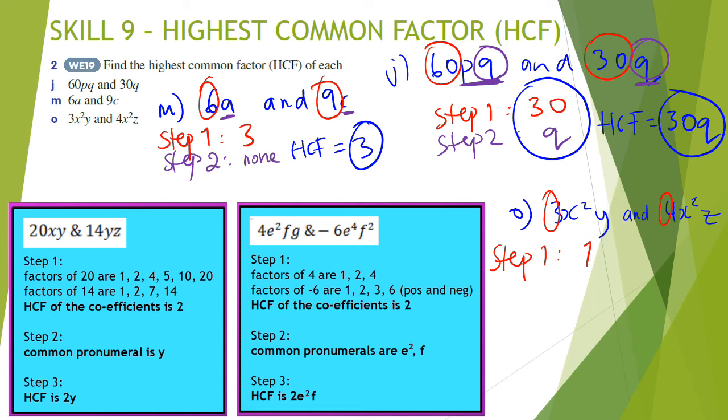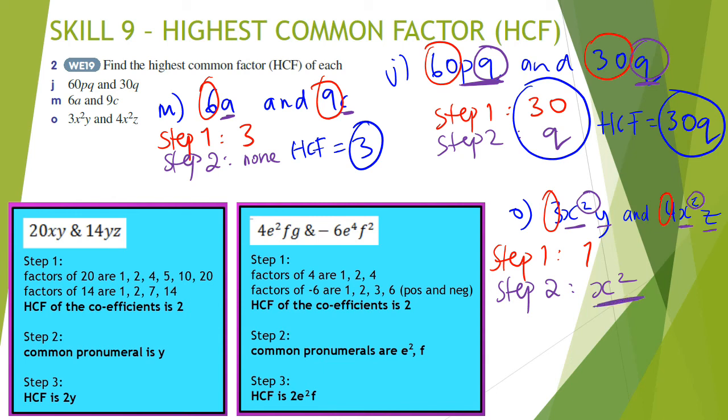For step 2, we're looking for common letters. We've got an x squared and a y. We've got an x squared and a z. So x is the only common letter. So we put in x, and then we choose the lowest power that appears. Now these both have the same power. They both have x squared. So x squared is what I'm putting in for step 2.